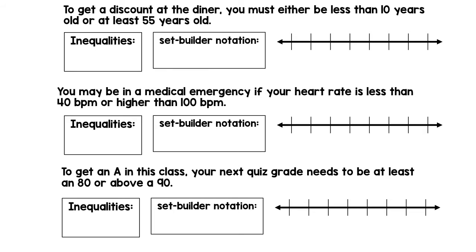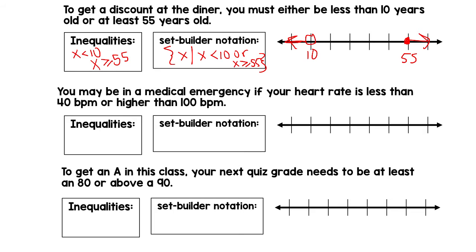First, to get a discount at the diner, you must either be less than 10. So our first inequality is going to be less than 10, or at least 55 years old, so greater than or equal to 55. So it looks like we're going to be less than 10 or greater than or equal to 55. Set builder notation is x given that x is less than 10 or x is greater than or equal to 55, because those don't overlap. It goes one way or the other.